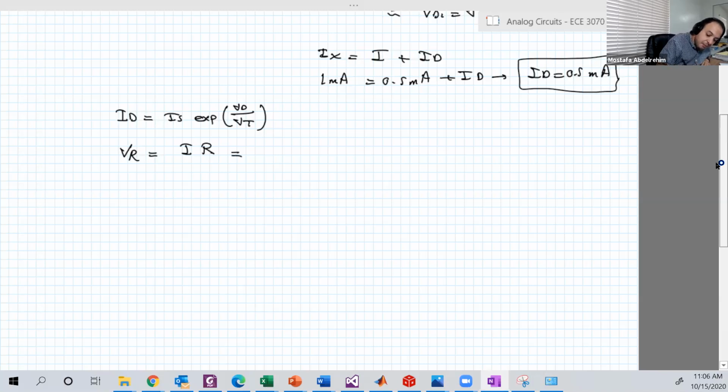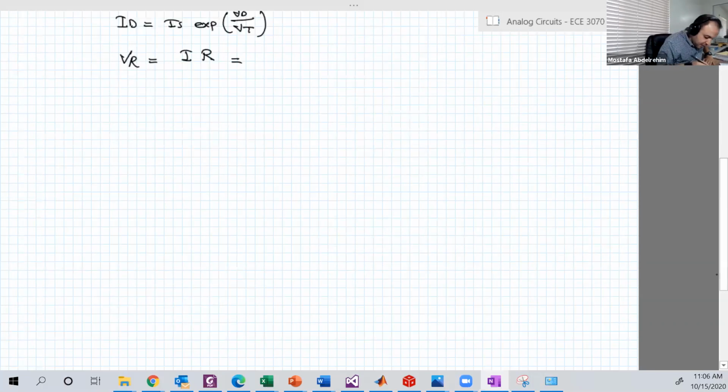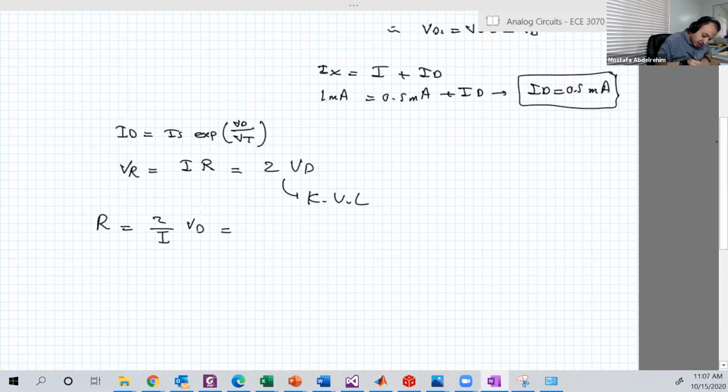At the same time, the resistor is in parallel with these two diodes. If we make a loop here with Kirchhoff's voltage law, you will find that VR equals VD plus VD, which is equal to 2VD. So by Kirchhoff, this is equal to 2VD. So I equals 2 divided by R multiplied by VD. So let's get VD from here.